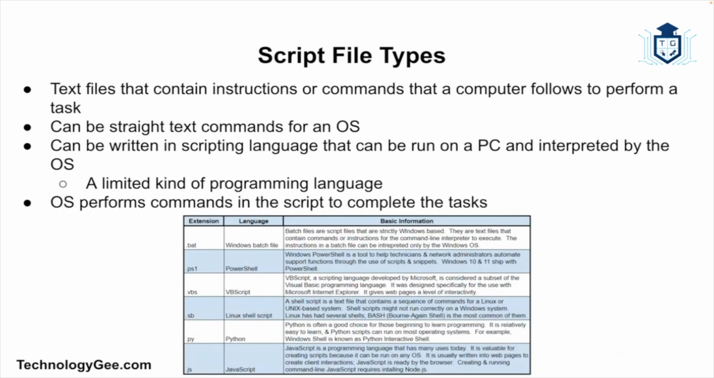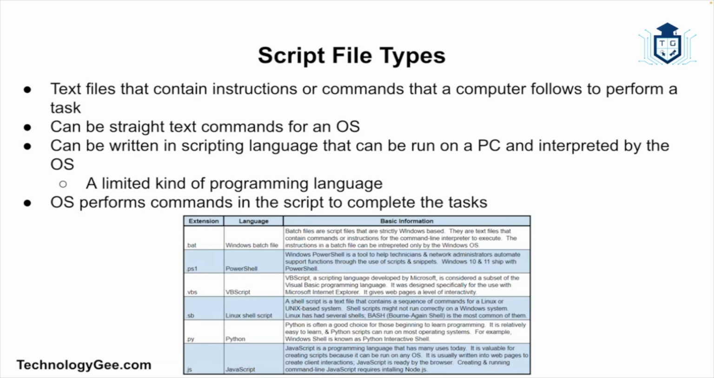All right, so let's talk about script file types. Script files are text files that contain instructions or commands that a computer follows to perform a task. They can be straight text commands for an operating system, or they can be written in a scripting language, which is a limited kind of programming language that can be run on the computer and interpreted by the operating system. The operating system then performs the commands in the script to complete the task.